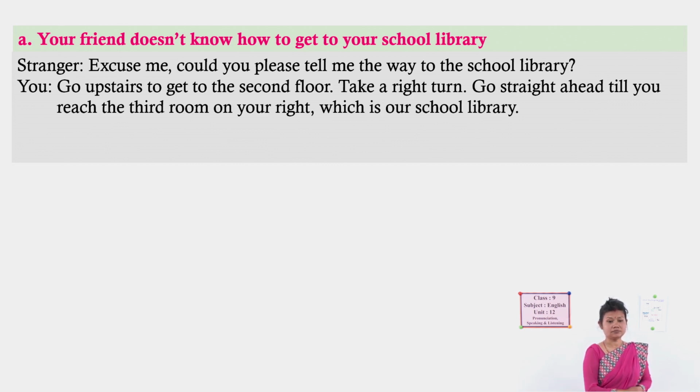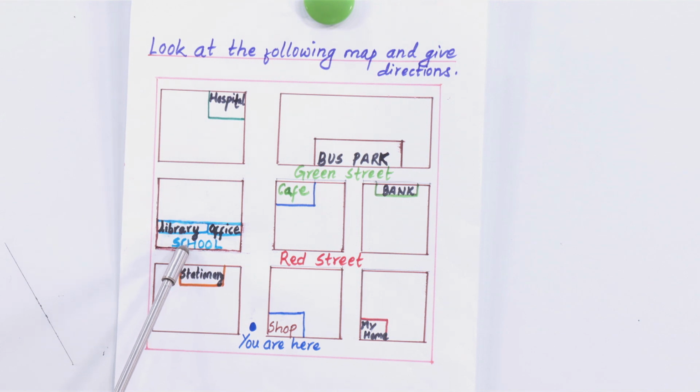Go upstairs to get to the second floor. Take a right turn. Go straight ahead till you reach the third room on your right, which is our school library. Okay, see here. Here you are already at the school, and you have to just show the way to the school library. So, look here.